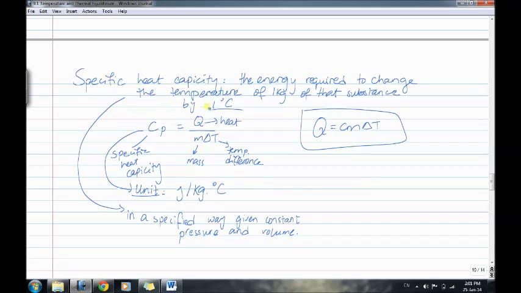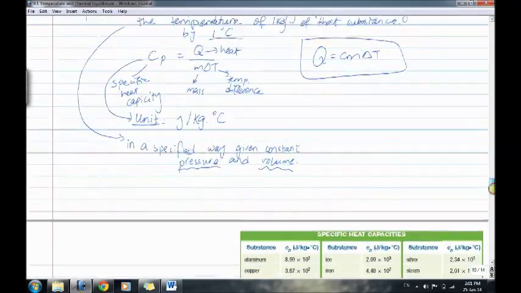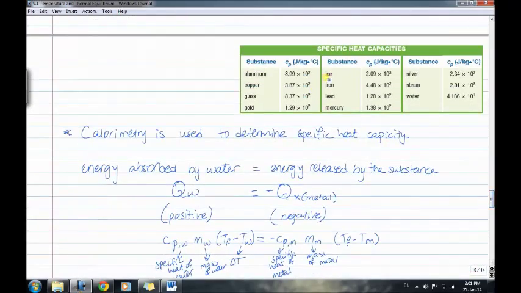Now, the specific heat capacity is specified given constant pressure and volume. So pressure and volume, don't forget that. Now, as you can see here, everything has a specific heat capacity, as everything has a density. Here they are all mentioned, and we know that water is the most known one, which is 4.186 times 10 to the power of 3.